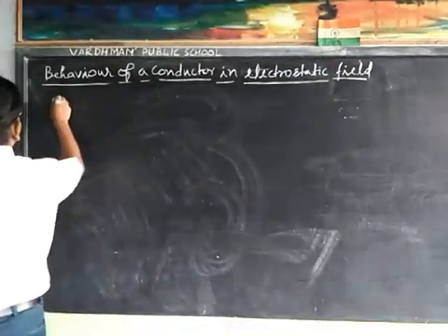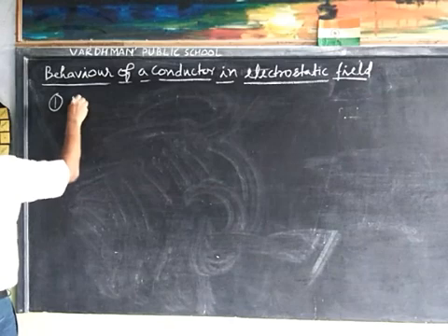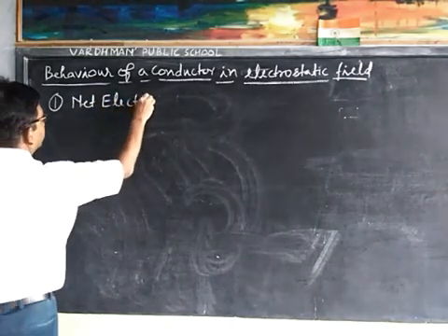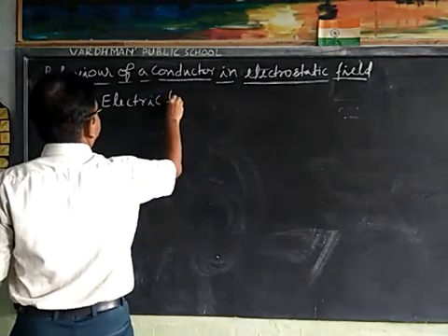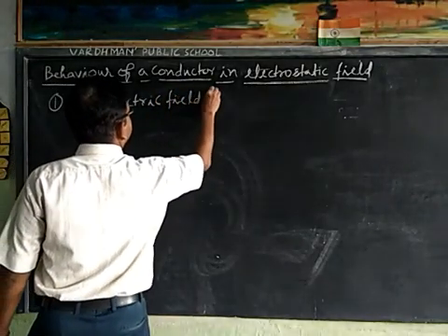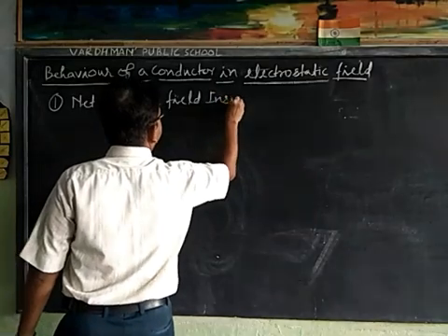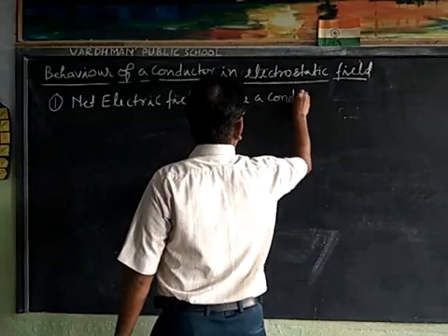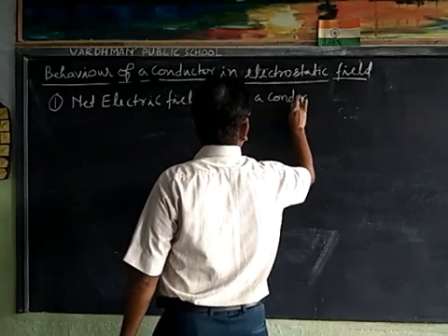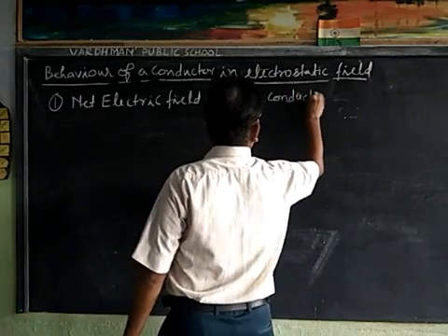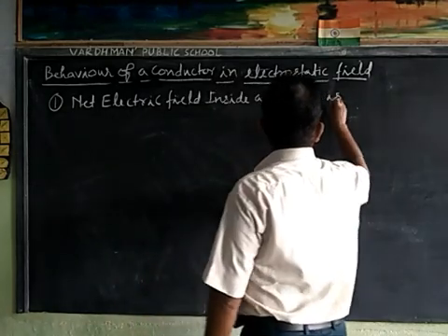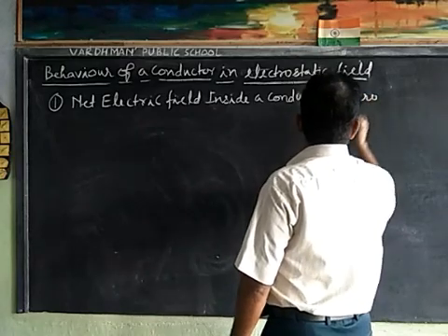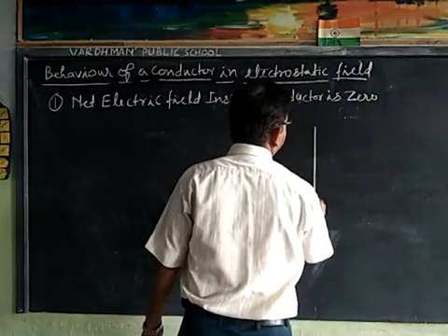First, net electric field inside a conductor is 0. Net electric field inside a conductor is 0. First we draw the diagram.